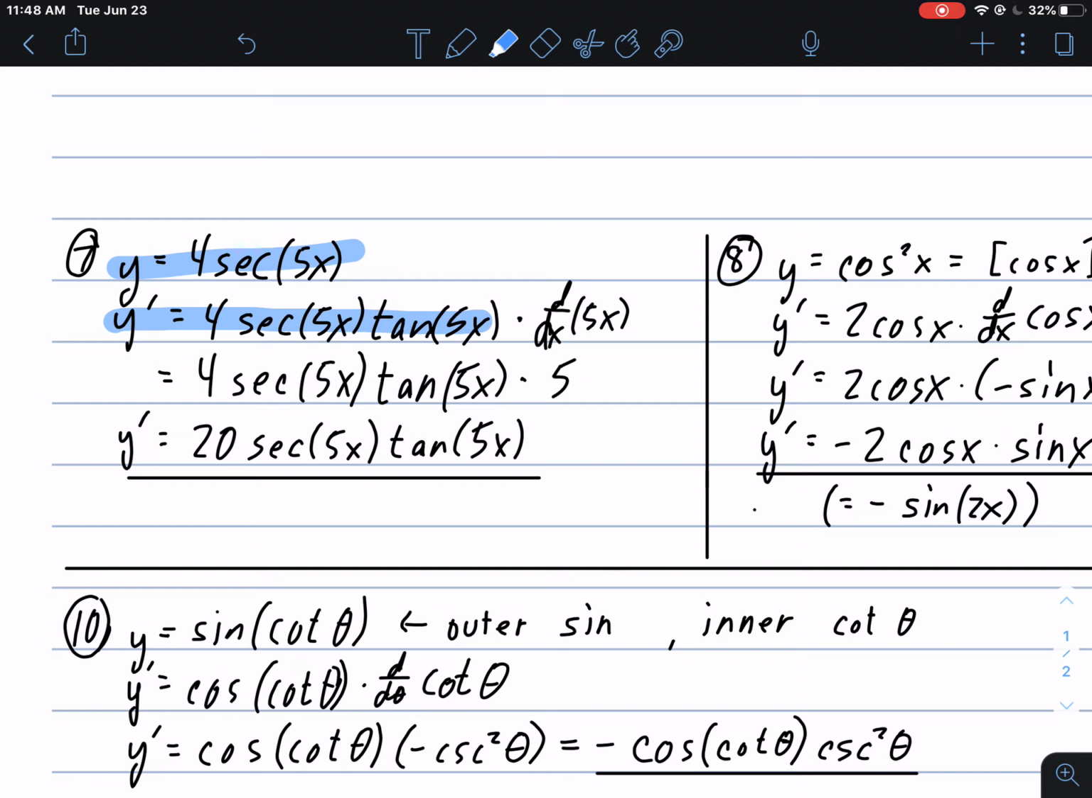So again, notice I didn't change the argument. Then chain rule says multiply by the derivative of the argument. Okay? So then times the derivative of 5x, which is 5. So I've got 4 secant 5x tangent 5x times 5, or 20 times the secant of 5x times tangent of 5x. Okay? So that's, again, a basic trig function. I differentiate the trig function with respect to its argument, leave it alone. Then you differentiate the argument.